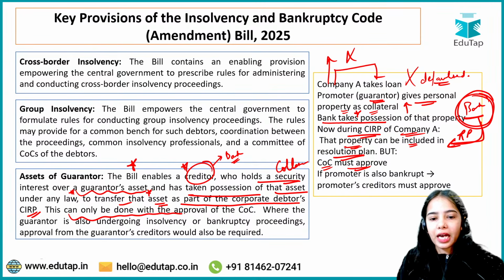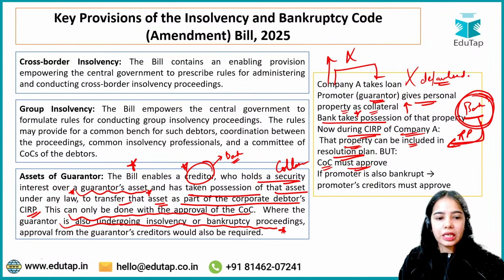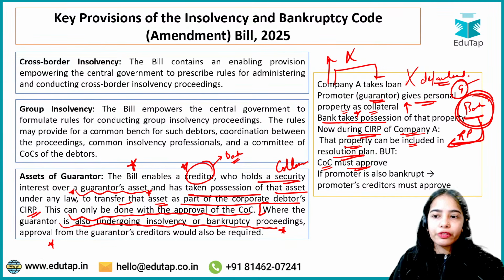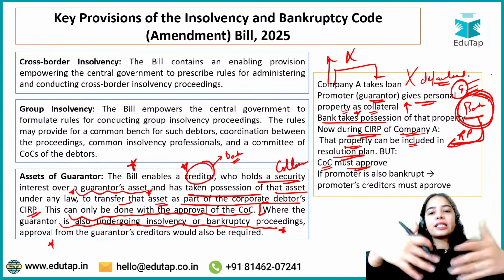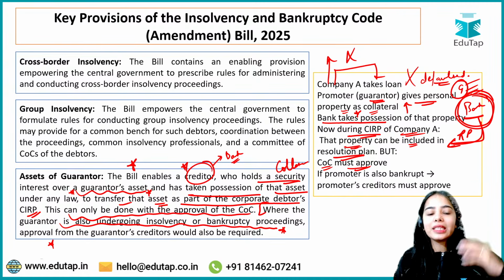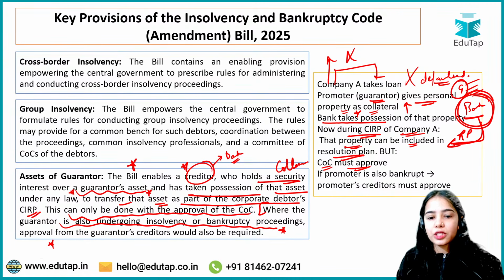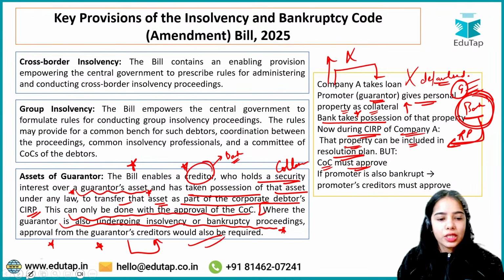Now this bank wants to transfer that asset as part of the corporate debtor's CIRP. This can only be done with the approval of the committee of creditors, and where the guarantor is also undergoing insolvency or bankruptcy proceedings, let's say this guarantor has also defaulted on the different loans that the guarantor itself has taken from different creditors, approval from the guarantor's creditors would also be required. So this is the idea.